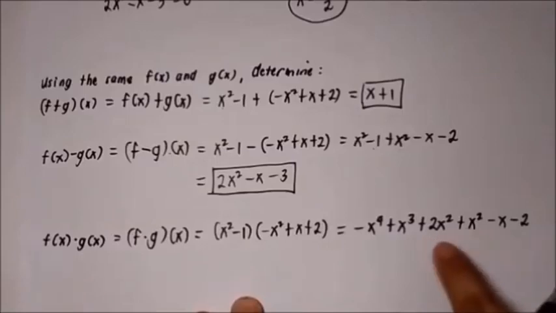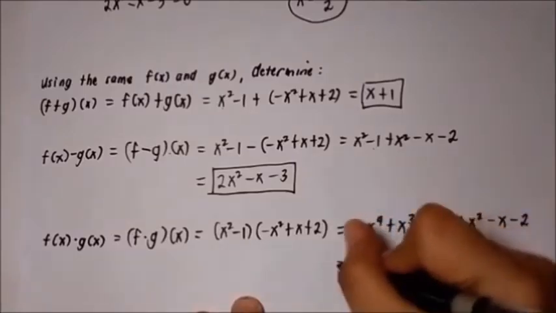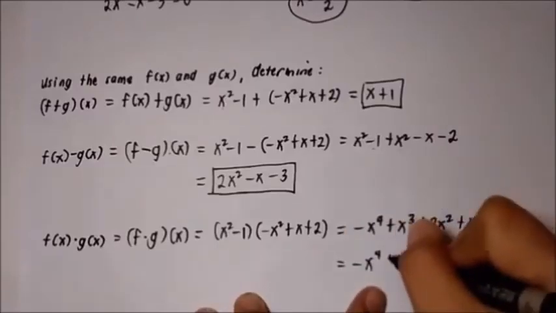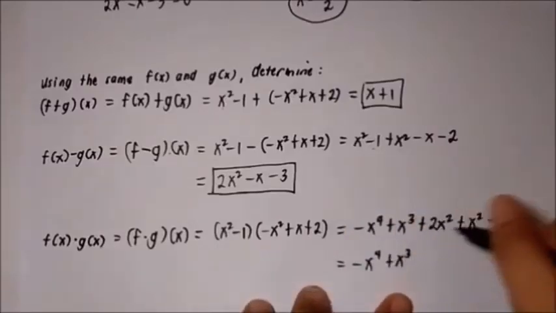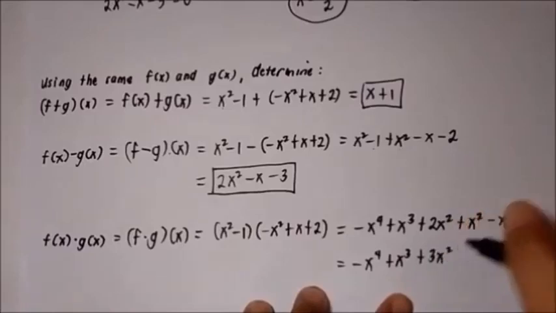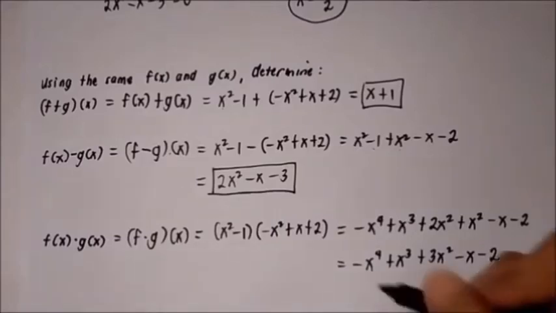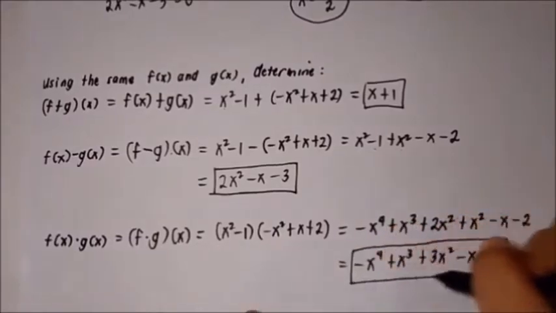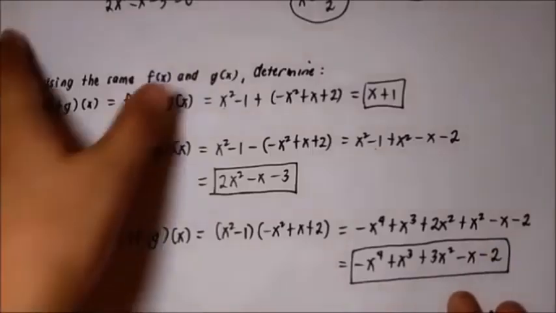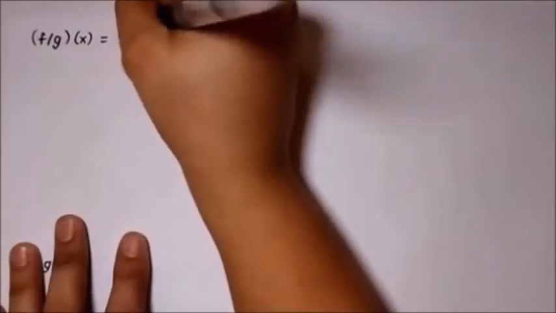So we will combine this given. So what would be the result? Negative x raised to 4, positive x cubed, and then 2 plus 1, that would be 3. 3 x squared, negative x minus 2. One more operation for the functions is the division. So let's now have f over g of x. So which is f of x over g of x.